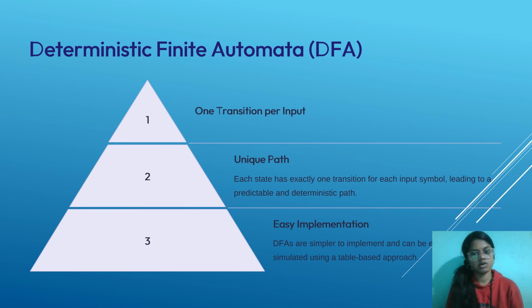Coming to the deterministic finite automata: one transition per input, a unique path, and easy implementation. Here we can consider the difference between non-deterministic and deterministic finite automata, where non-deterministic ones have multiple paths and deterministic ones have only one transition per input. Then the unique path: it has only one starting point and one final state. But in the case of NFA, we have multiple final states. Then easy implementation: we can implement DFAs easily as they contain only one unique path and one transition per input.